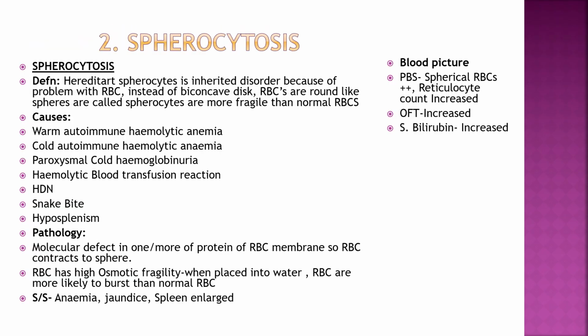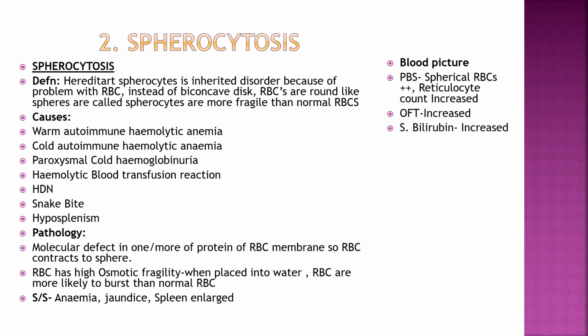Spherocytosis, it is a hereditary disorder, that is because of the problems with RBCs. Instead of biconcave disc, RBCs are round like spheres, called spherocytes, and are more fragile than the normal RBCs. Causes: warm autoimmune hemolytic anemia, cold autoimmune hemolytic anemia, paroxysmal cold hemoglobinuria, hemolytic blood transfusion reaction, hemolytic disease of newborn, snake bite, hyposplenism.